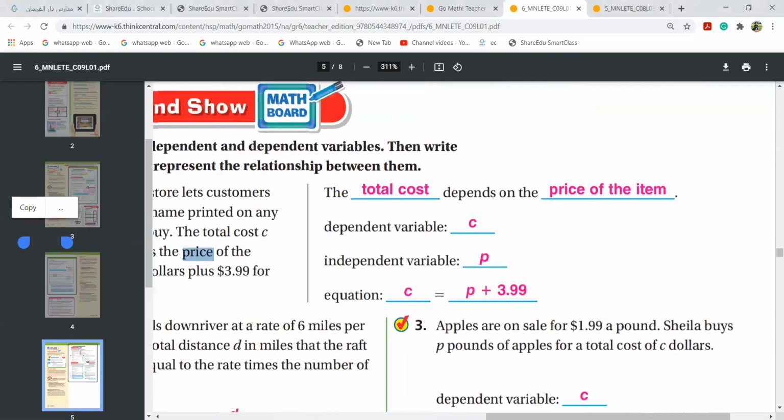The total cost depends on the price of the item. Dependent variable is C. Independent is P, because I don't know the price of the item, whatever price you can buy. So C equals P plus 3.99. This is your answer.